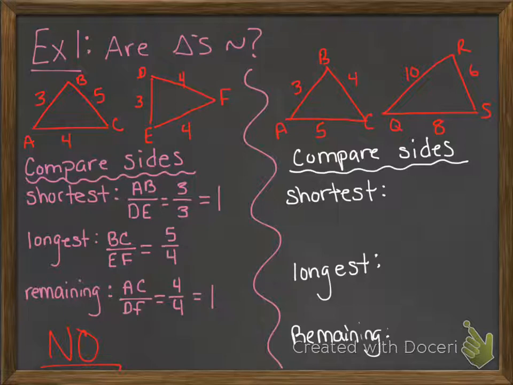That looks really good. Perfect. So the shortest is going to come out to 1/2. Good. I think those triangles are similar. All the scale factors are the same.